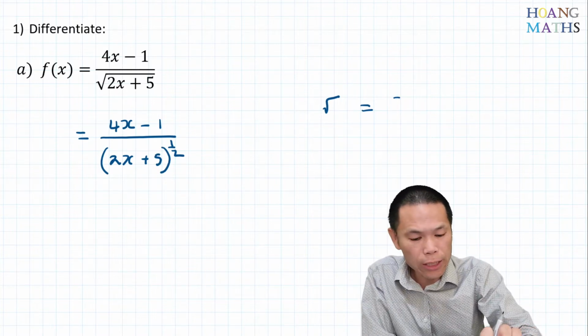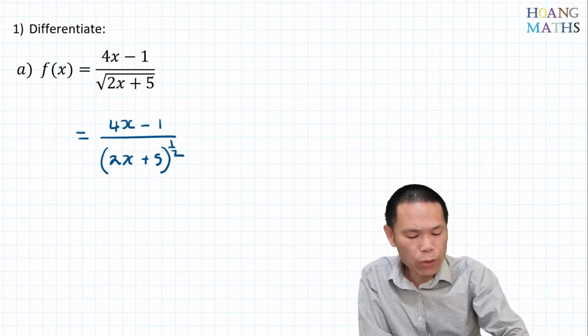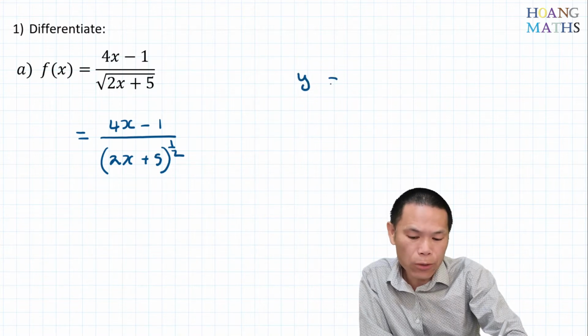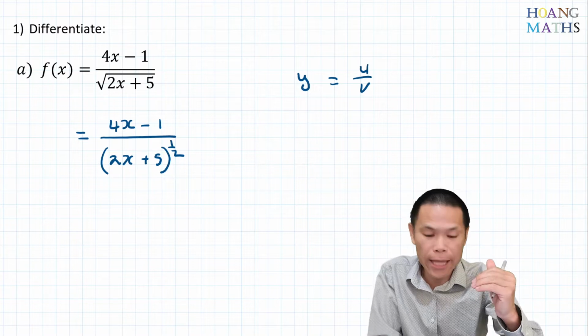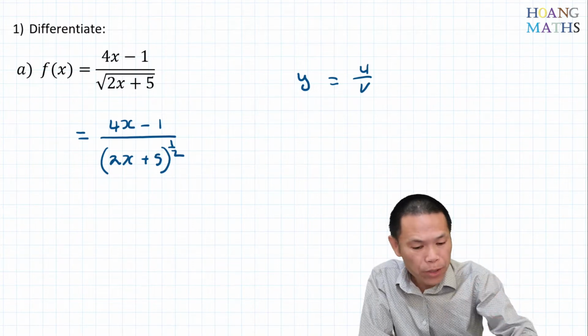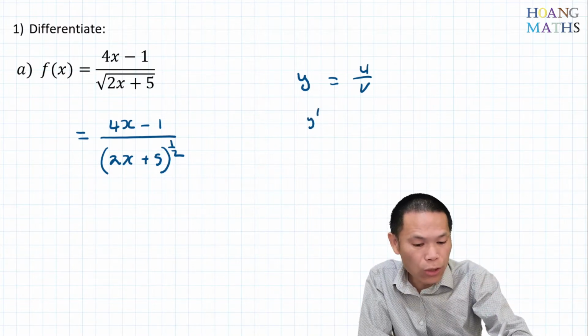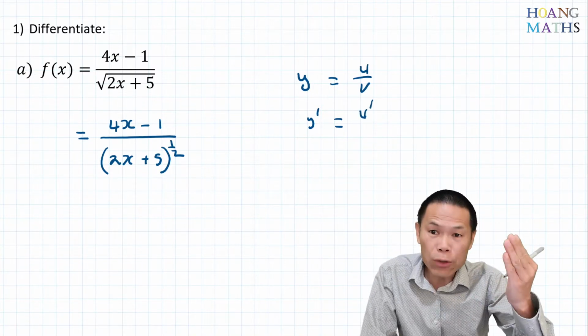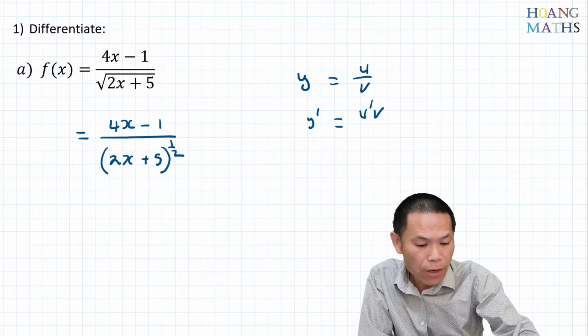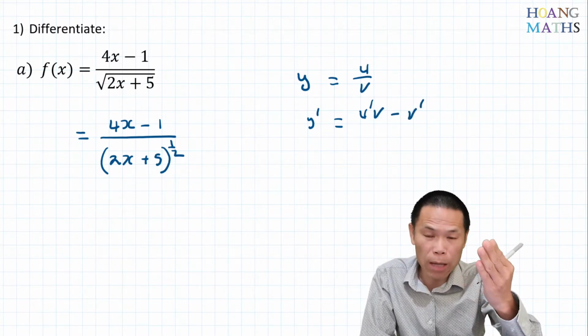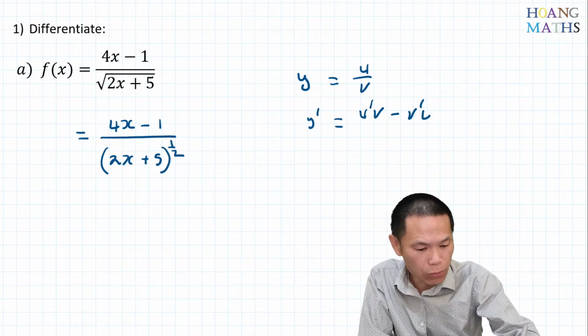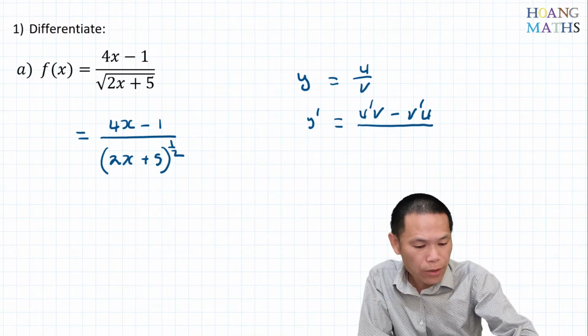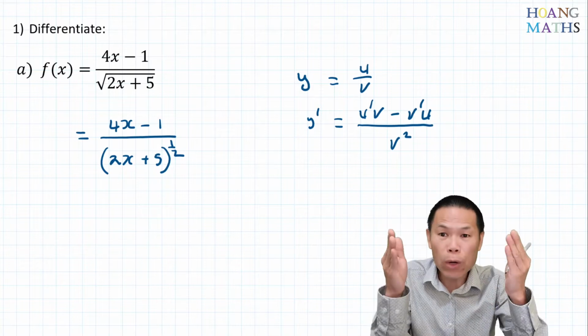Now to differentiate this, we have the quotient rule. So y equals u over v, because one function is over the other. So we differentiate the top. So let's say y dash equals, differentiate the top, which is u dash, then times the bottom function, minus differentiate the bottom, which is v dash, and then we times the top function, u, and then over the bottom squared. That's what we need to do.